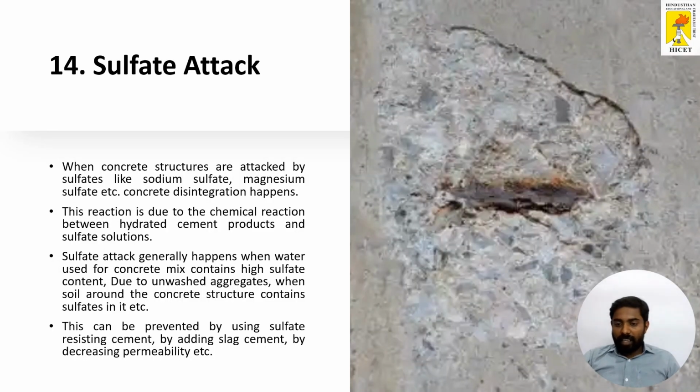Next one is sulfate attack in concrete. When concrete structures are attacked by sulfates like sodium sulfate, magnesium sulfate, etc., concrete disintegration happens. The reaction is due to the chemical reaction between the hydrated cement products and the sulfate solutions. Sulfate attack generally happens when water used for the concrete mix contains a high sulfate content, due to unwashed aggregates, or when the soil around the concrete structure contains sulfate. This can be prevented by using sulfate resisting cement, by adding slag cement, by decreasing the permeability, and so on.